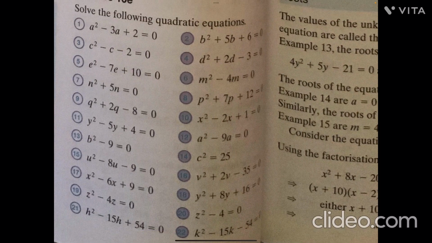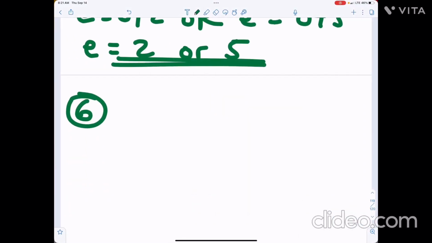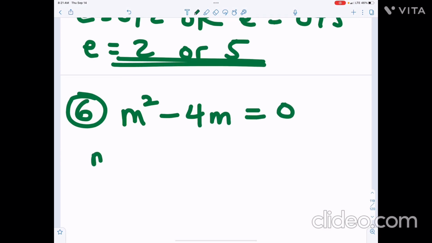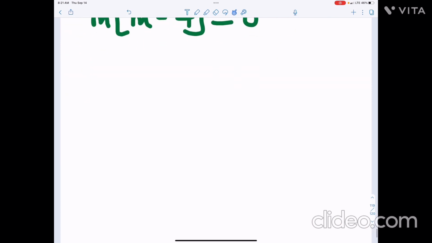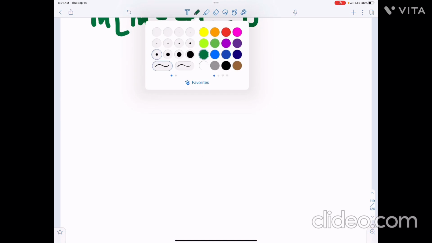It says m squared minus 4m is equal to 0. This will be pretty simple. m squared minus 4m is 0. Here m is common, so m times (m minus 4) is 0. I hope you understand how I did that factorization. Okay, let me show it here.